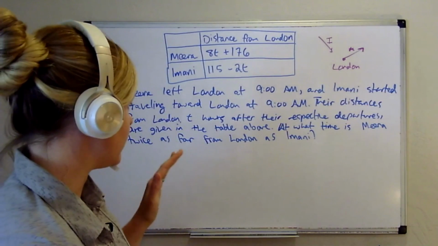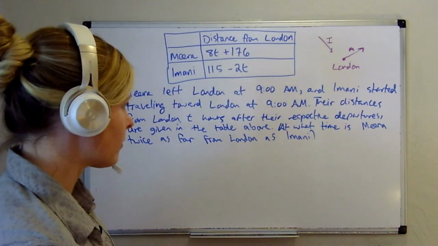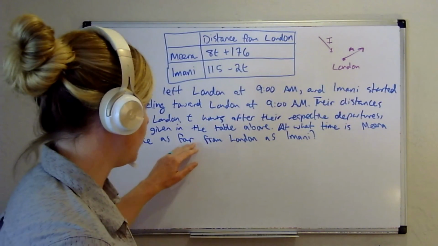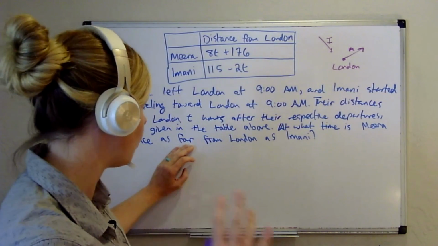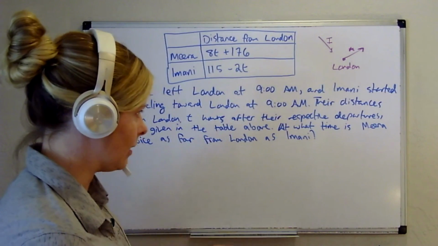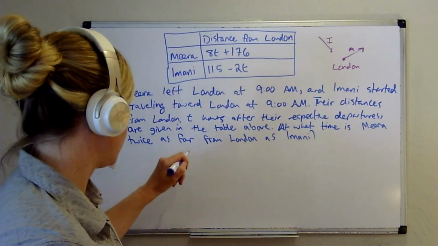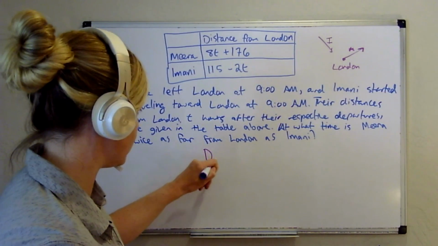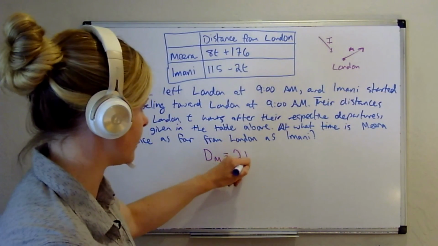At what time is Mira twice as far from London as Imani? So we've got a couple of things going on here, right? We want to deal with distance, right? So we've got one of these ladies being twice as far from London as the other. Let's go ahead and put that on the page just to see what we're working with. So we've got Mira is twice as far as Imani, right? So that says our distance of Mira is twice as far as the distance of Imani.